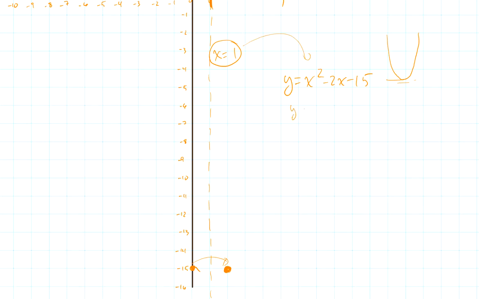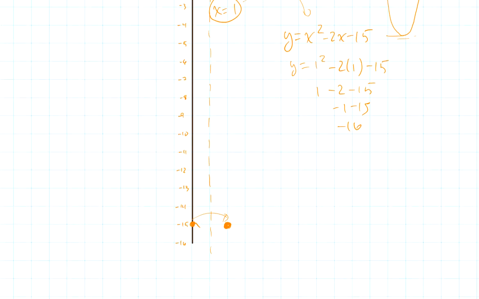So y at my minimum will equal 1 squared, well, actually it's negative, minus 2 times 1 minus 15. 1 squared is 1 minus 2 minus 15. This number ends up being negative 16. So at negative 16, this function reaches its minimum value.